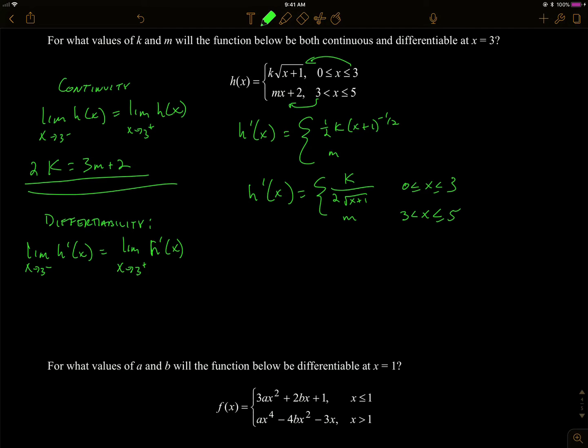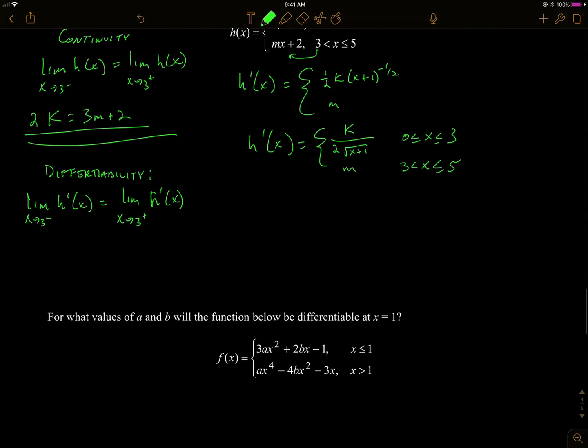And now I can do the limit from the left and the limit from the right of the derivative. So if I plug 3 in for x in the top, I get k over 4. And if I plug 3 into the bottom, I just get m. So I'm getting k over 4 equals m. All right, so there's my second equation in my system.